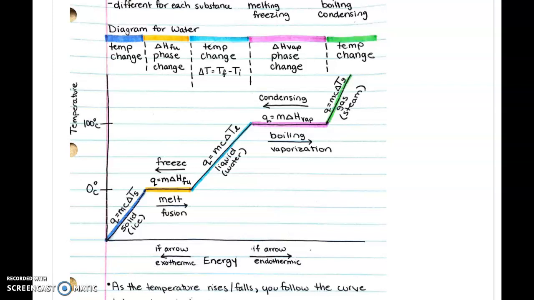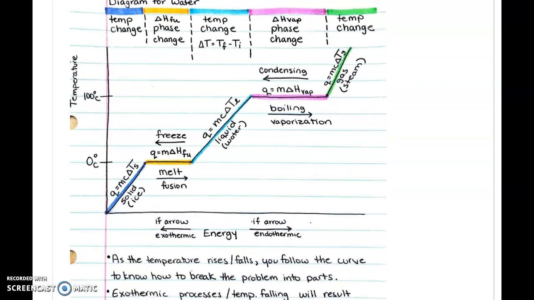If the arrow is going to the left, it's exothermic. If it is going to the right, it is endothermic. So if it's going to the right, we are absorbing energy into our substance. If our little arrow there on the phase diagram is going to the left, then that means that we are giving off energy. A little weird that way, but that's what that refers to.